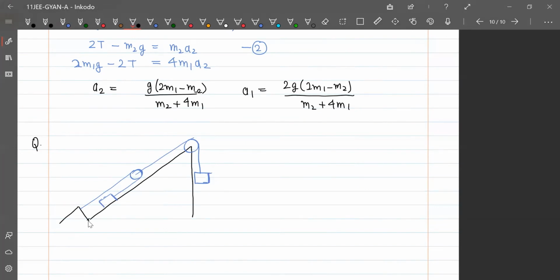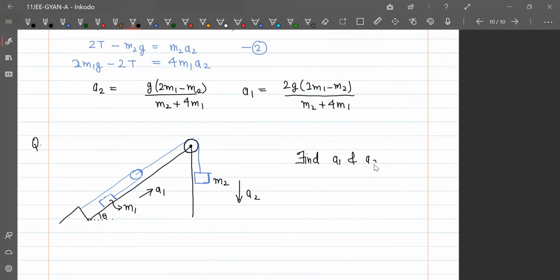This is the arrangement, and your angle theta is given. This block has mass M1 and this block has mass M2. This pulley is fixed, this pulley is completely fixed. Fixed means it cannot move up and down. Of course it can rotate, but this pulley can move. When M1 goes down, this will go up, like that. So let us say its acceleration is A2 and this goes with acceleration A1. Find A1 and A2. The whole surface is frictionless, and the blocks, pulleys and rope are massless.